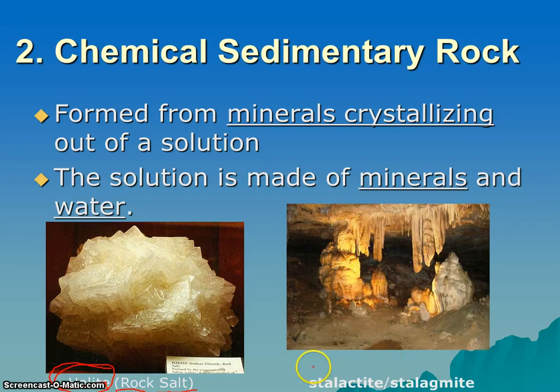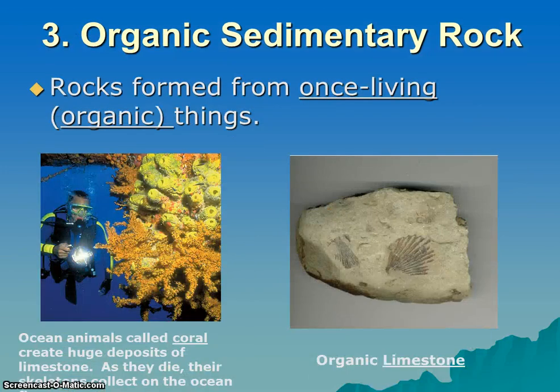Now, the stalactites and stalagmites are known as chemical limestone. And that's because it has a lot of calcite in it. We don't really have too many examples of chemical sedimentary rock. We deal more with the other two.